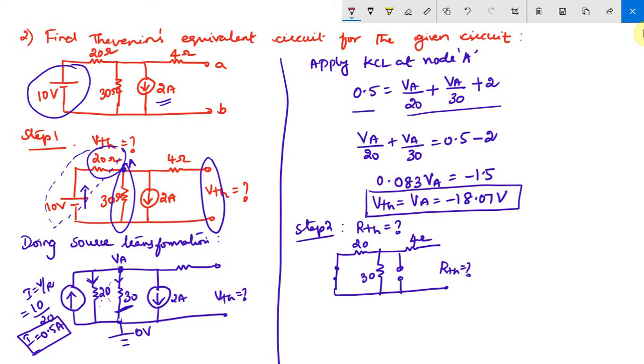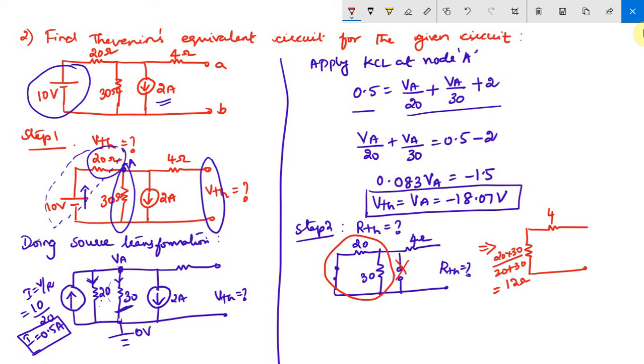Now what about this 20 and 30 ohm? They are said to be parallel, right? Now reduce your circuit further. So 20 and 30 are in parallel, so 20 into 30 divided by 20 plus 30. So what is the answer? We get 12 ohm, right? Now what about this current branch? It's already left open, right? So it is inactive now, so it won't create any impact on your circuit. So we are just neglecting it.